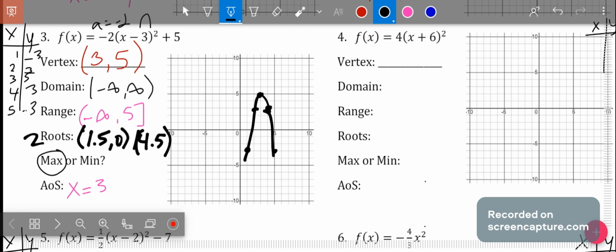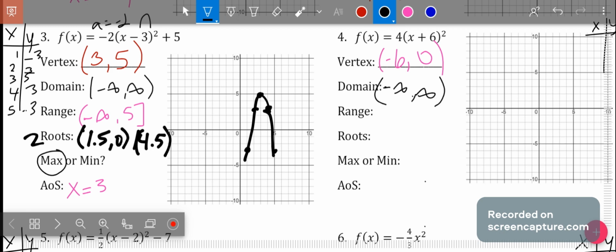Number 4 is also going to be in vertex form. We can see that because of the parentheses. The 6 is inside the parentheses, meaning it's telling us a lie. So the h value, or the x of the vertex, is -6. We don't see plus or minus anything, so my k value is 0. The domain is always going to be -infinity to +infinity.